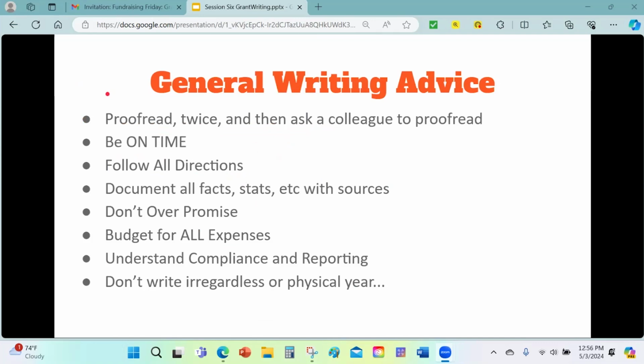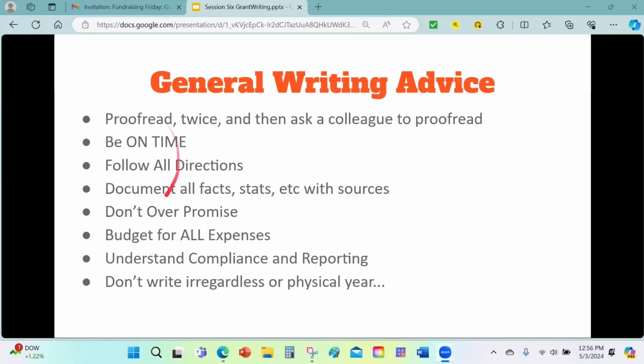Key: you want to be on time, right? If for some reason you know you're not going to be on time, you need to reach out to a program officer ahead of time. Some foundations will give you an extension, but that's very, very rare. Most will say, I understand, our next cycle starts in 6 months, right? So be aware of those due dates.